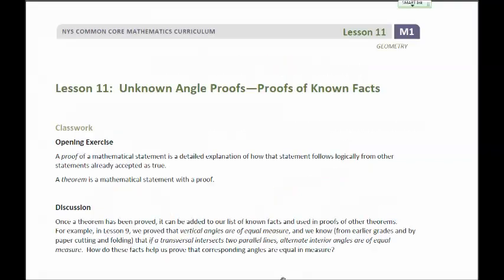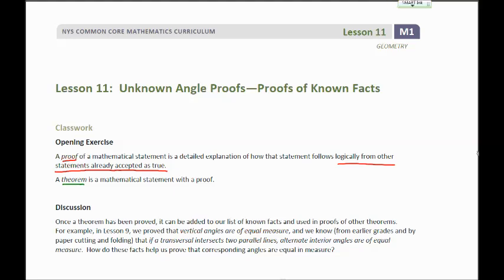Lesson 11 begins with two definitions that we discussed last class. A proof of a mathematical statement is a detailed explanation of how that statement follows logically from other statements already accepted as true. And so in your proof you can use any statement that you've logically proved, or definitions or statements that you have already accepted to be true. A theorem is a mathematical statement with a proof. So once you prove a statement to be true, it can then become a theorem.